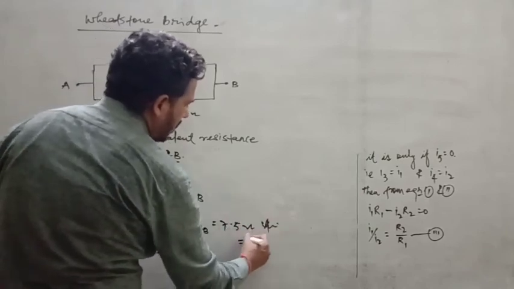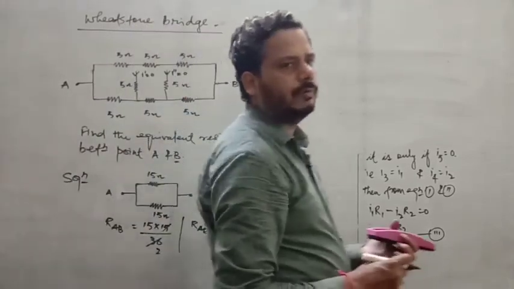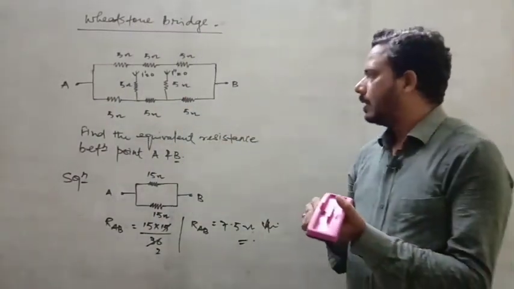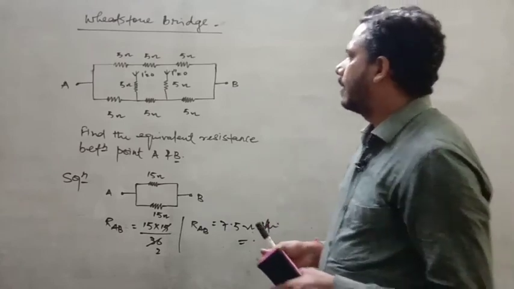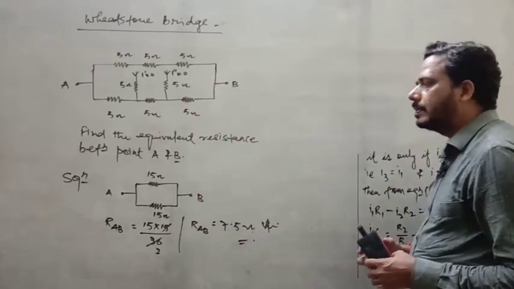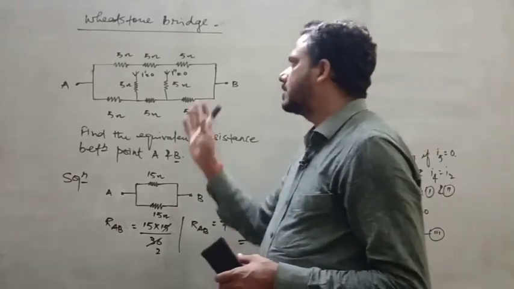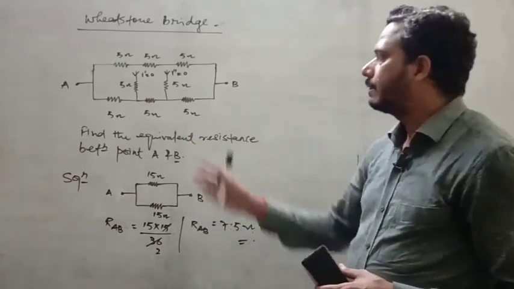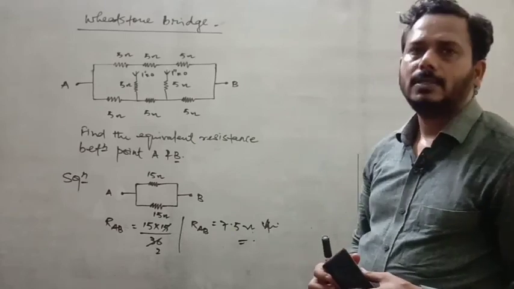Alright, so using this kind of Wheatstone bridge, you can calculate the equivalent resistance and unknown resistance from this kind of complex circuit. Alright, so just keep this in mind.